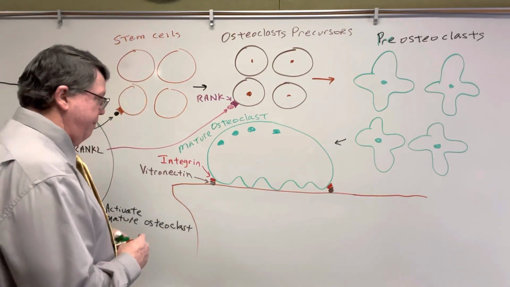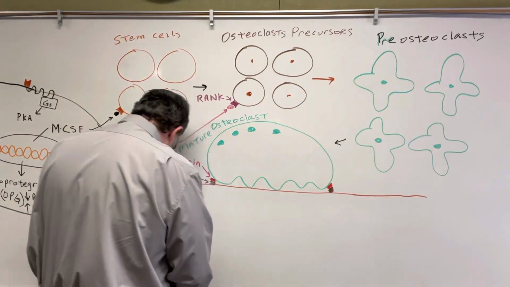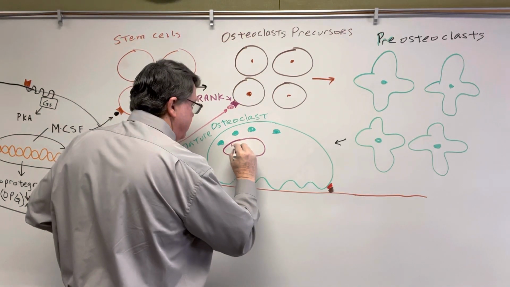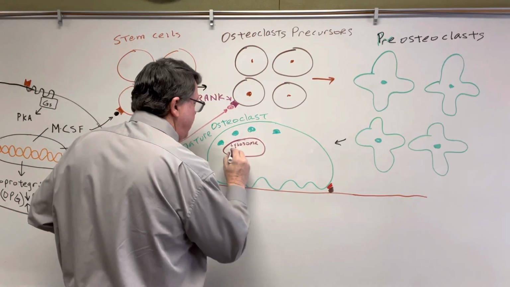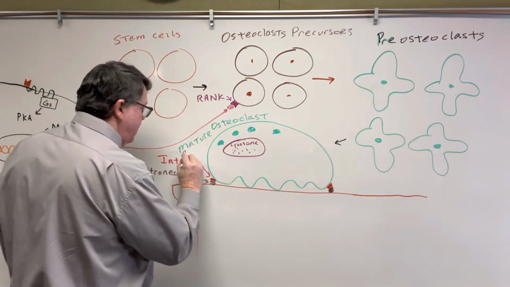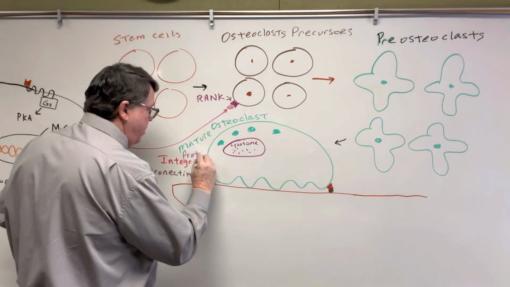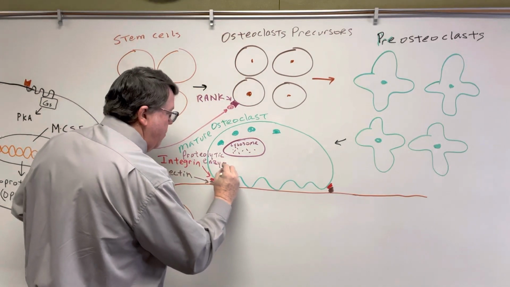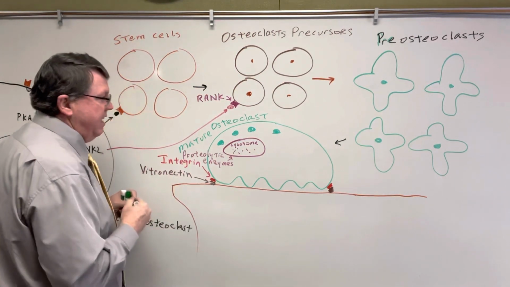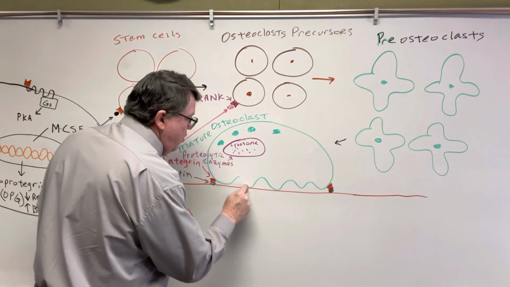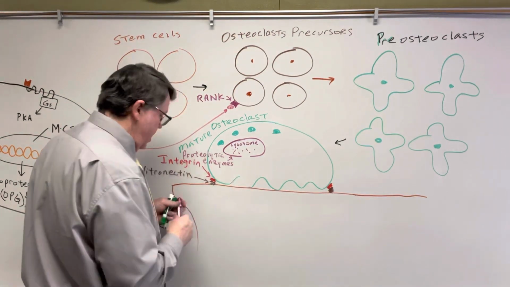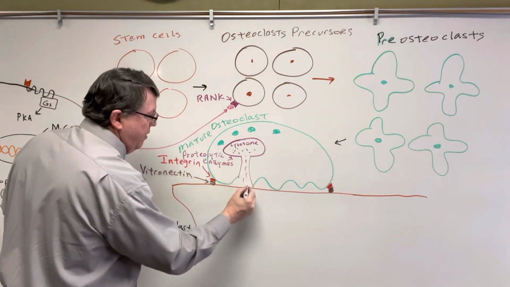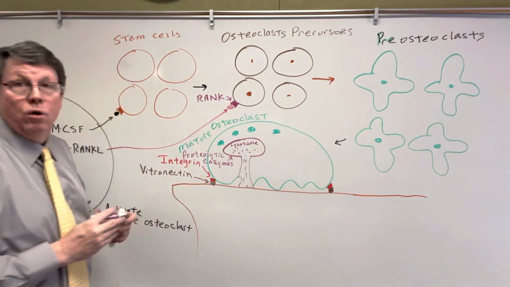Okay, so now what's going to happen? Well, inside of here, I am going to have something called a lysosome. And so this is my lysosome. And my lysosome is going to contain proteolytic enzymes. And what this is going to do when it's activated is basically fuse with this ruffled border, and it's going to secrete these proteolytic enzymes. So here come the proteolytic enzymes, and they're going to come down and start eating away the bone.